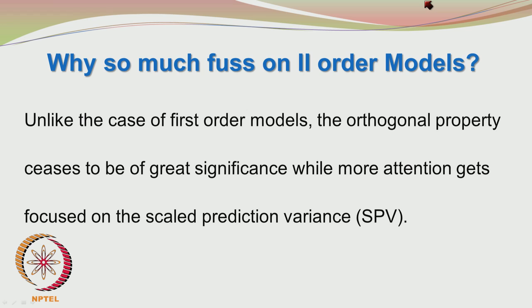So when we go for central composite designs, we are no longer able to retain the orthogonal property, and we shift our attention from the orthogonal property advantages to suitable low values of the scaled prediction variance. So, when we develop a second order model, we are very worried about its prediction capability, and we want to make the variance in the predicted response as low as possible. So, what would be the suitable design strategy which will bring down the scaled prediction variance is our goal.